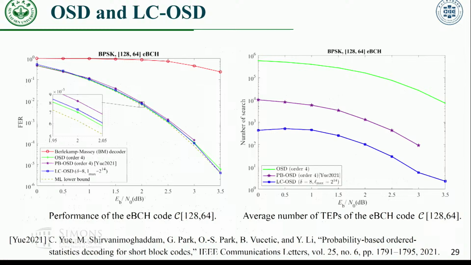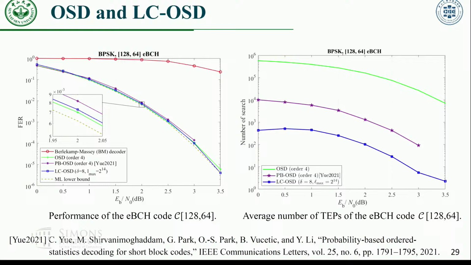Then let's see the simulation result. So we simulate the extended BCH code. And here is the performance. We see the algorithm almost approaches the lower bound. And here the right figure is the number of searches for OSD. This is for Sorrel OSD.